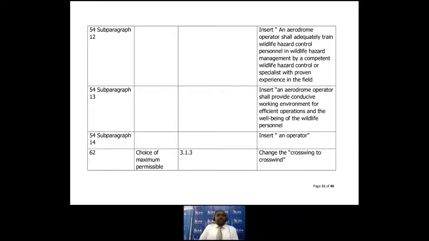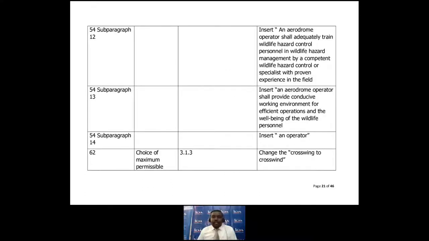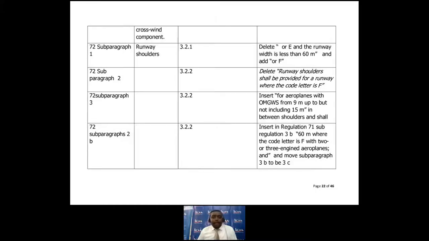So there was also another insertion, sub-paragraphs 12, 13, and 14, as indicated in the matrix. And then regulation 62 on the choice of maximum permissible crosswind component. There was a change in the crosswind wording to crosswind.